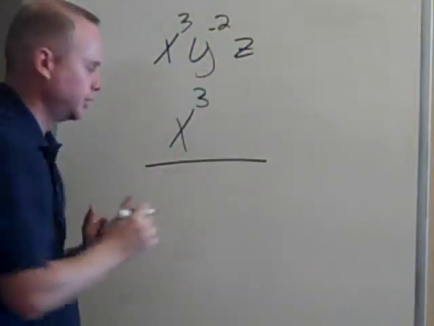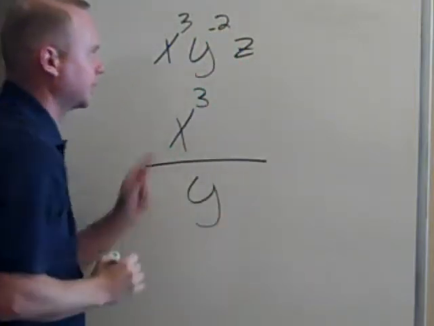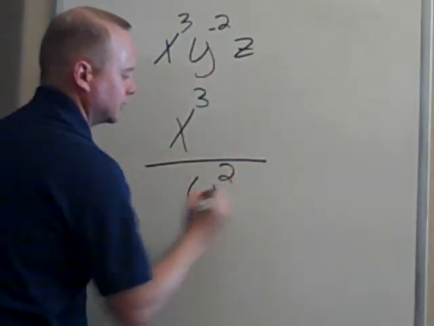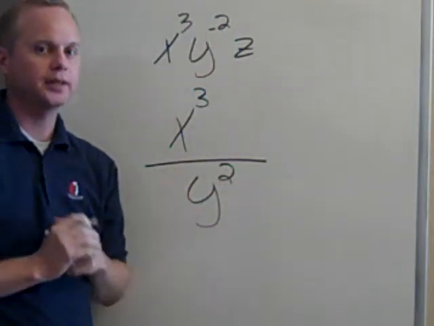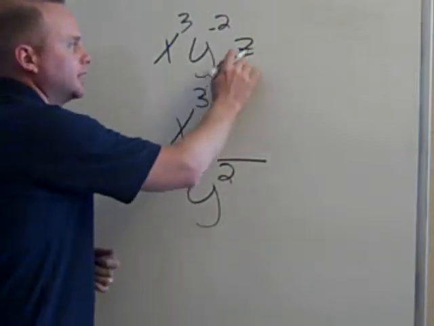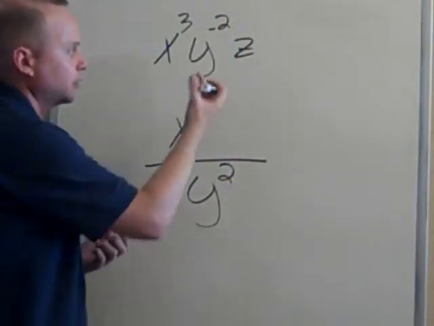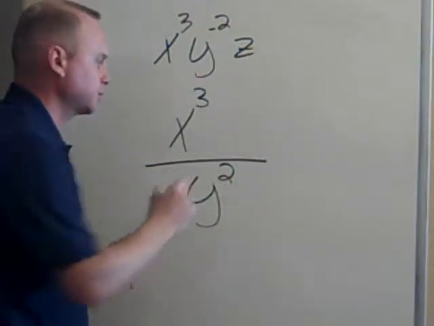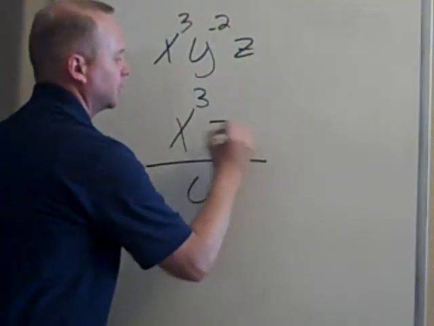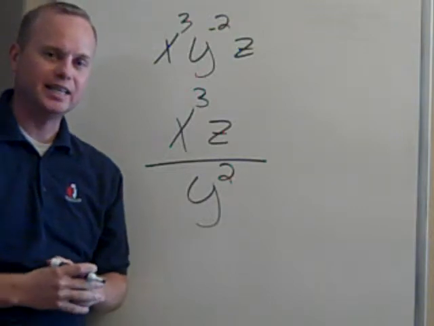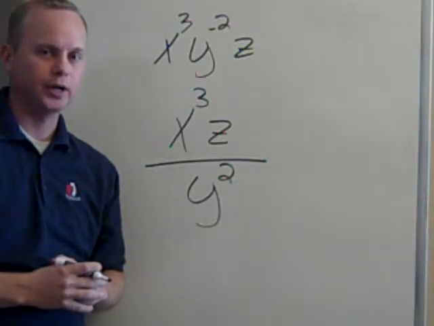So now I have my fraction here. The y is going to go on bottom, and it's going to be y to the second. Now it's going to be a positive. I don't mess with it at that point. I'm done. Now the z, the exponent on the z is a positive 1. So I don't have to do anything with it because it's already a positive exponent. All I'm going to do is simply write it. This would be x to the third z divided by y squared.